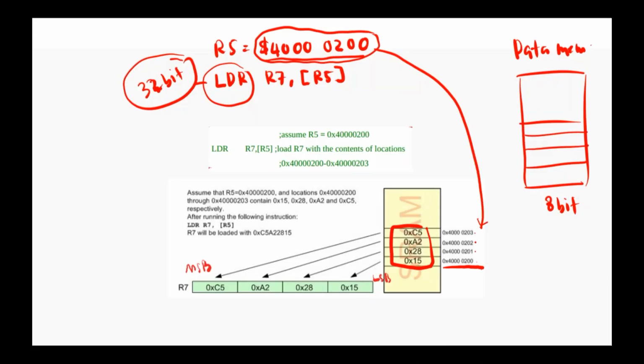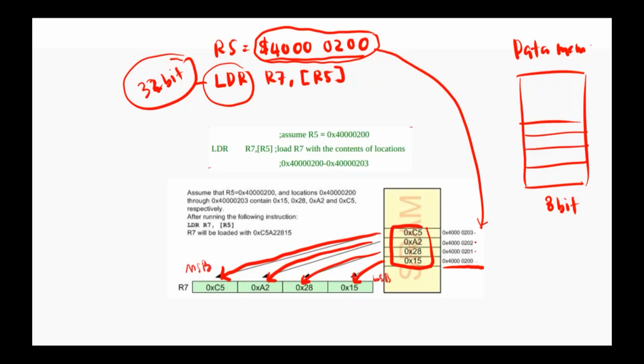So you will go to this address. This is the first 8-bit data, this is the second 8-bit data, third and fourth. So this is the value. Then this 32-bit data, you're going to put it into your R7. Since we're using little endian, we put this one to here, LSB, this value to here, and C5 to here. So this is what happened.